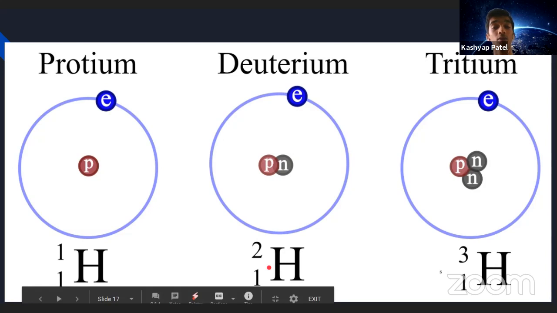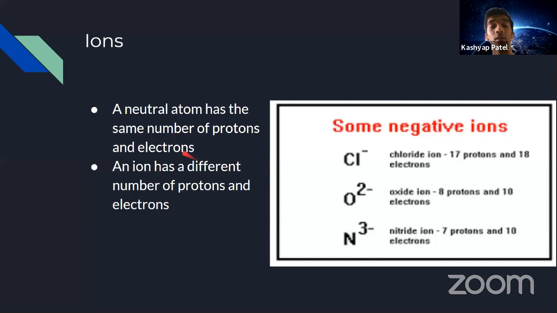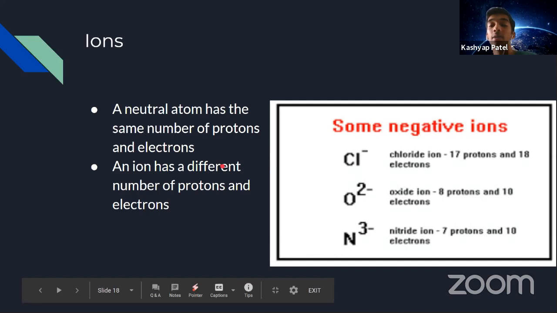Let's go to ions now. An ion. Now, a neutral atom has the same number of protons and electrons, right? If you have 6 protons, 6 electrons, they cancel out. That would be considered a neutral atom because protons are positive and electrons are negative. But what if there was a different number of electrons? Then that atom would be considered an ion.